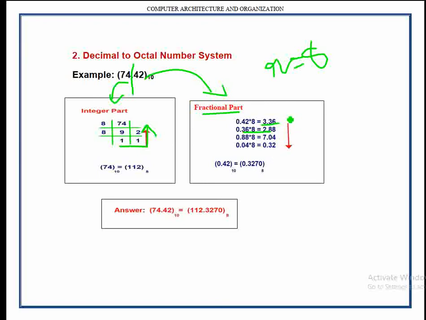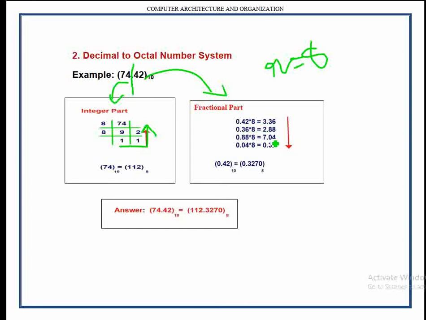Here, this process has to be continued for a minimum of 4 steps, otherwise until we get all zeros in the fractional part of the number. Okay, so here we have done 4 steps. So with this step we can stop this process.